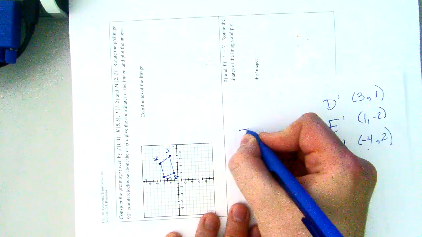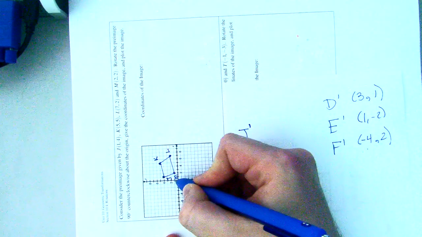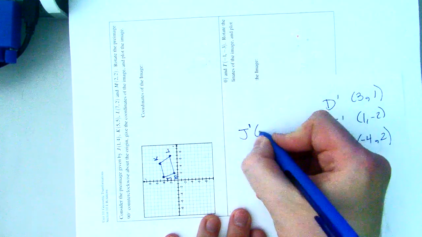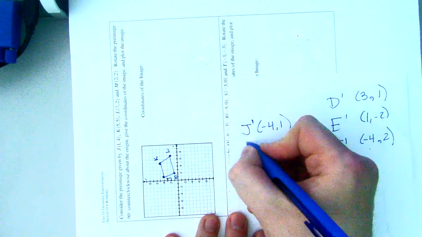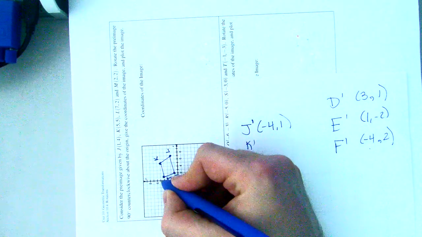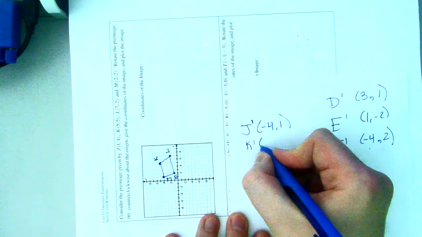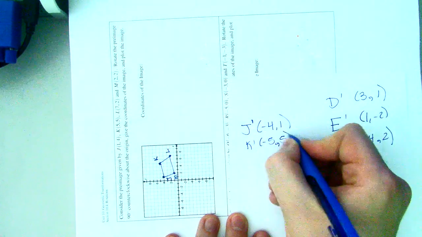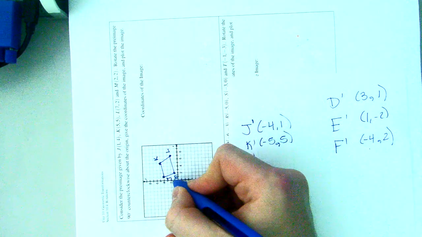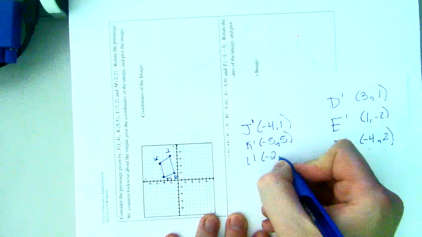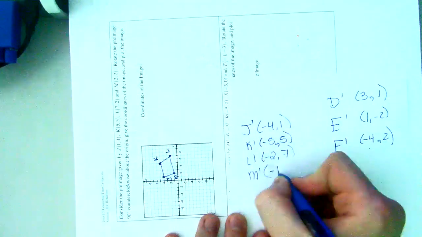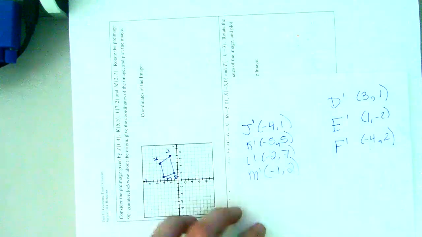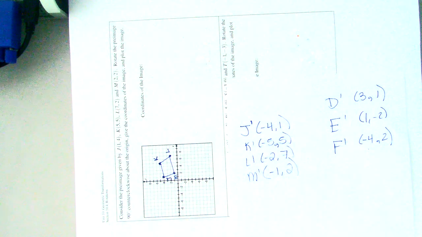I think my J prime is negative 4, comma 1. I think my K prime is looking like negative 5, comma 5. I think my L prime is negative 2, comma 7. And I think my M prime is looking like negative 1, comma 2. Maybe? No, Sarah?